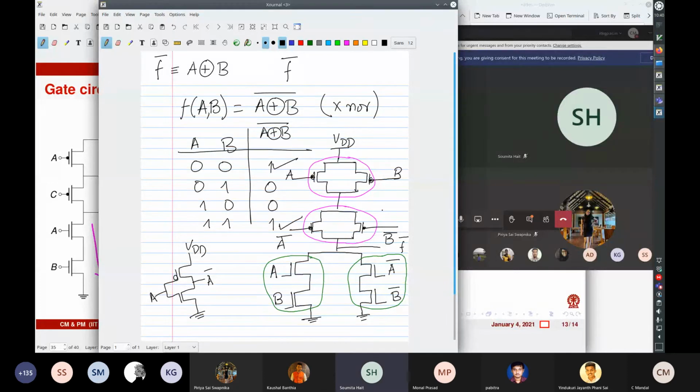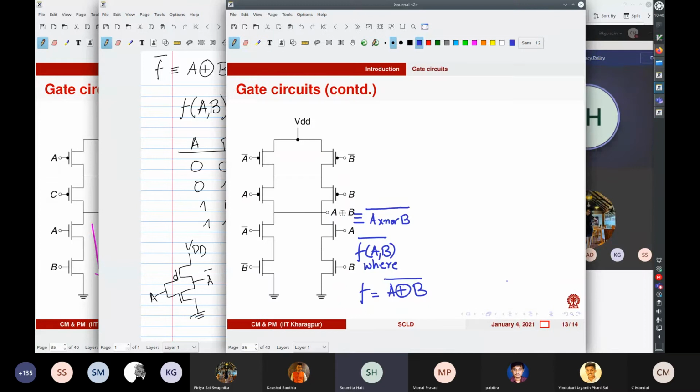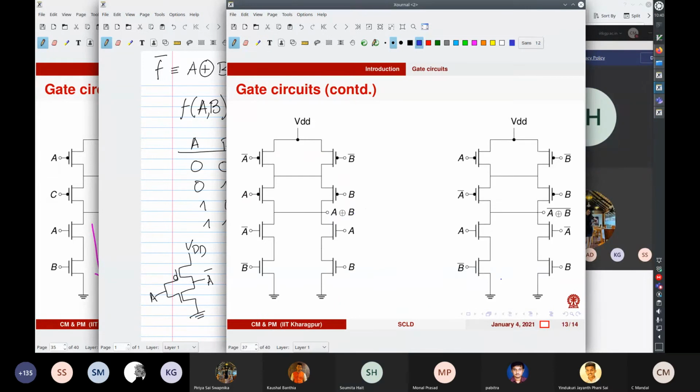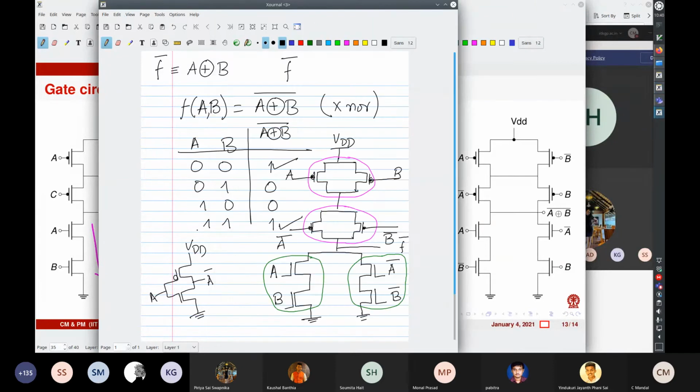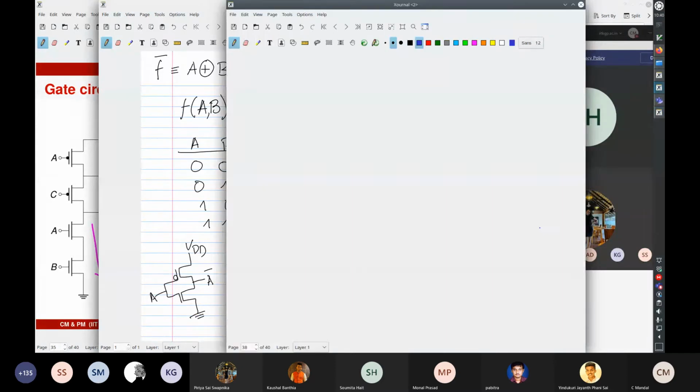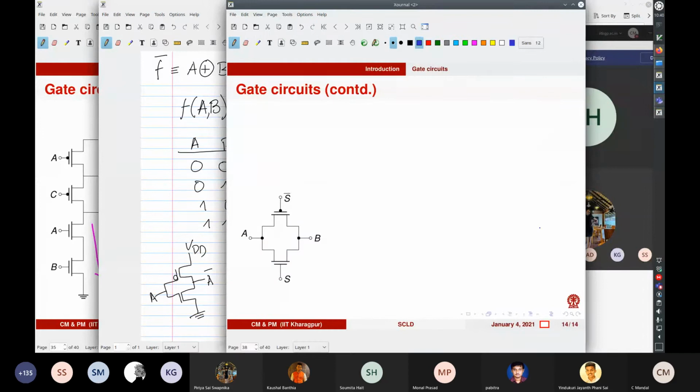Okay. All right. So that is the XOR gate. And let us look at another kind of gate, which is called the transmission gate. So look at the structure.